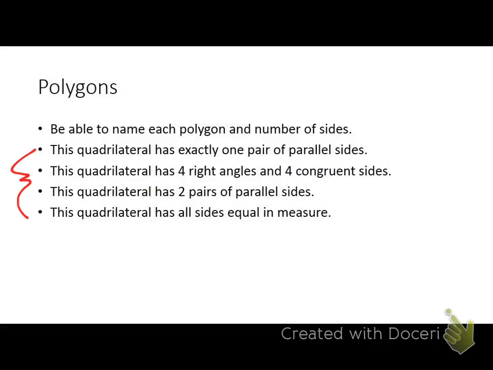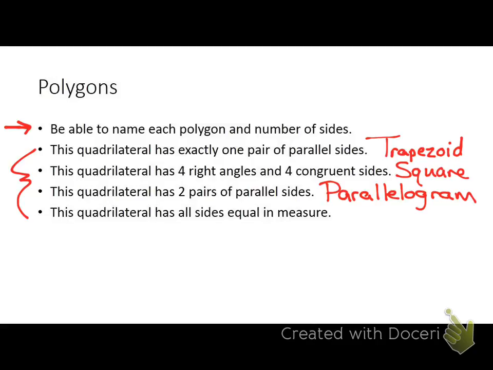What type of quadrilateral has one pair of parallel sides? Trapezoid. Very good. What about 4 right angles and 4 congruent sides? Square. 4 right angles. Rhombus does not have right angles. Okay. What about 2 pairs of parallel sides? Parallelogram.